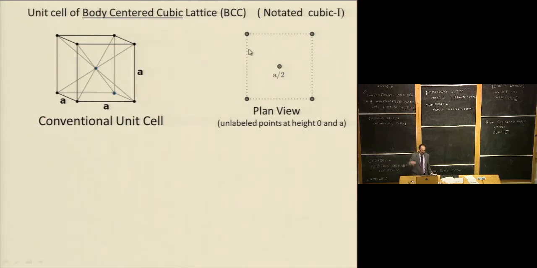Now, there's a convenient way to describe these 3-dimensional structures, which is to use what's known as a plan view. A plan view comes from an architectural term where you look down on the thing from the top and you indicate the heights of all the things that you see. So if you're up in a helicopter looking down on this conventional unit cell, you would see 4 things in the corners and 1 in the center, and then you label the heights. This one is labeled with height a over 2, and unlabeled points are at height 0 and a. So the corner ones are at 0 and a, and the one in the center is at height a over 2.